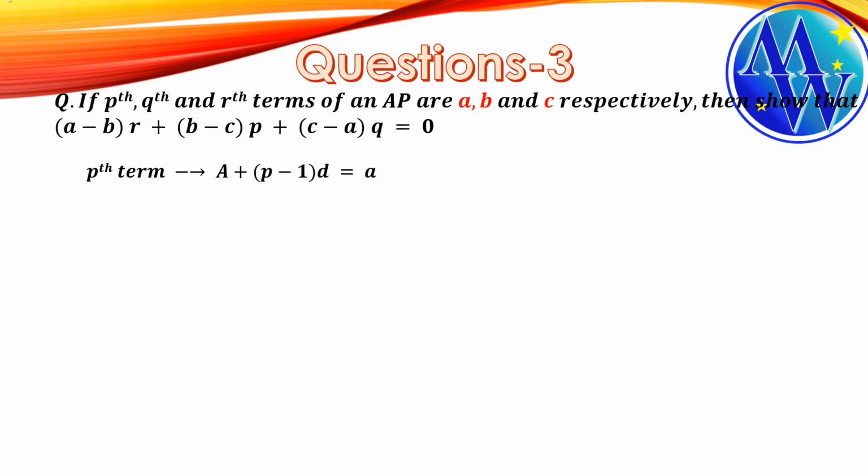Then the qth term is A plus (q minus 1) into d, which equals b, and the rth term is A plus (r minus 1) into d, which equals c. The question is, you have to prove (a minus b) into r plus (b minus c) into p plus (c minus a) into q equals 0.